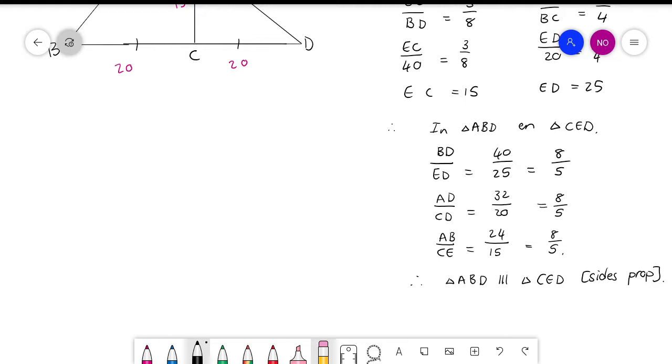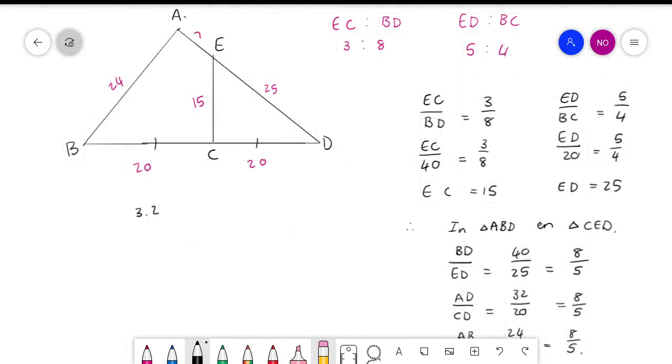Okay. Is it 3.2 that you struggled with? Yes? Yeah? Easy one. Okay. 3.2 asks you to prove that A, B, C, D is a cyclic quad. This one.